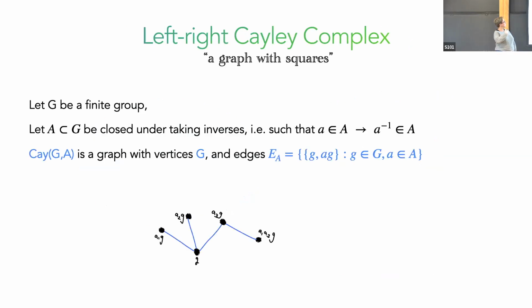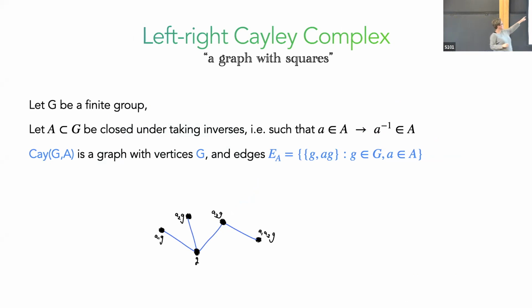Okay, so we finished with the expander codes. Now I want to talk about the graph with squares, what we are calling the left-right Cayley complex. So I'm going to start by defining it. We start with a finite group. We're going to think of a Cayley graph on this finite group. So really what we have in mind is a family of Cayley graphs. The group size is growing to infinity, but the number of generators is going to be fixed.